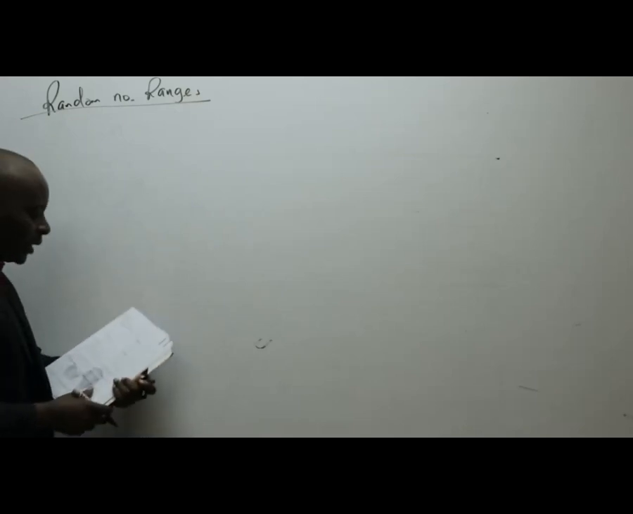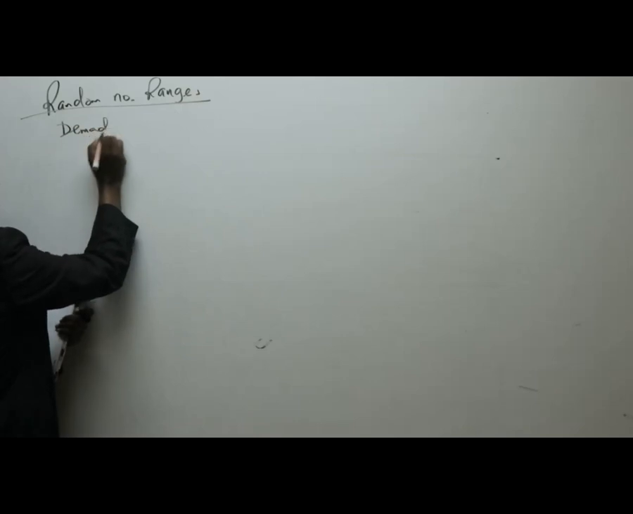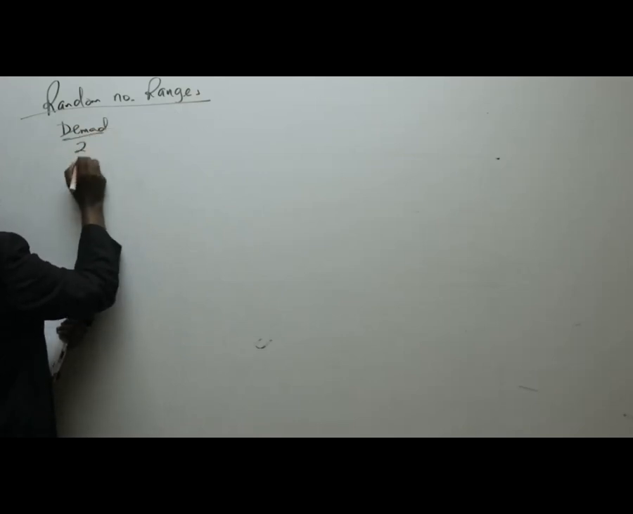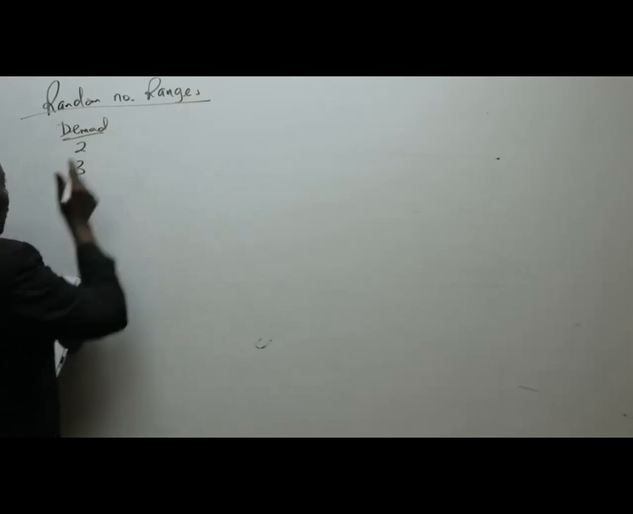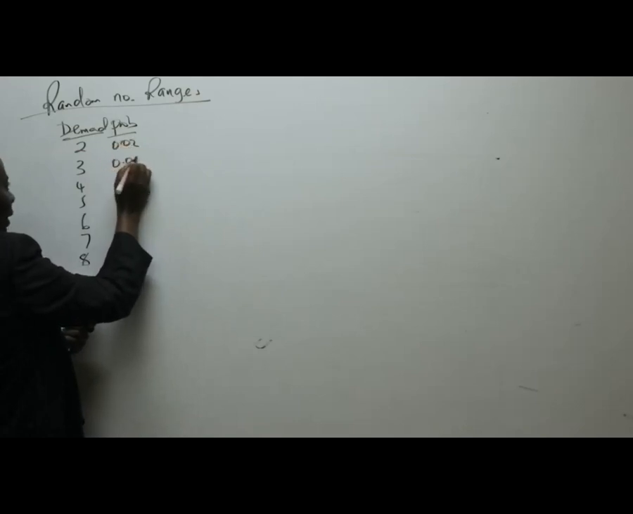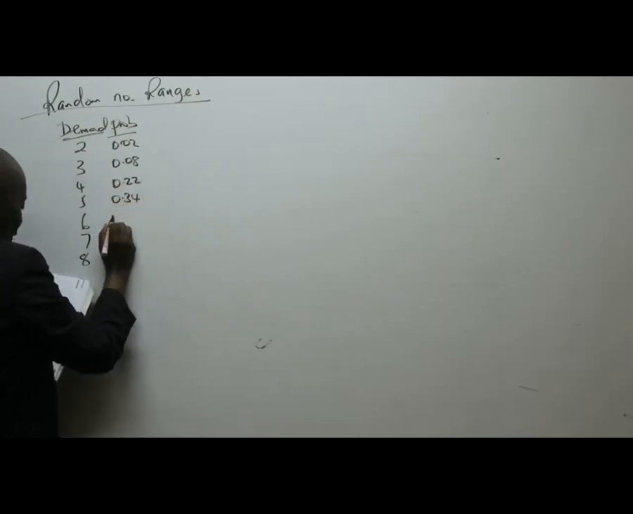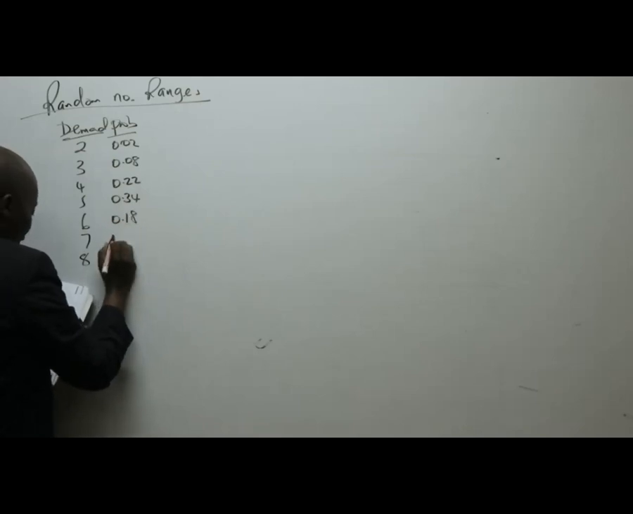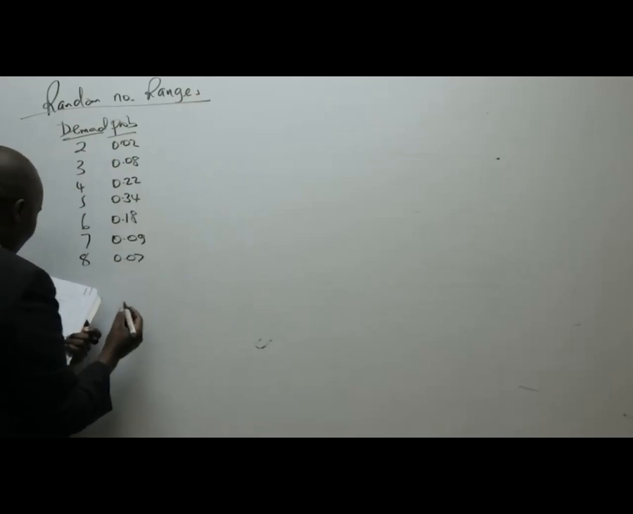So random number ranges, ladies and gentlemen, what do we have here? We have demand. We must establish the probabilistic variables. So demand could either be 2, 3, 4, 5, 6, 7, 8, and then we have probabilities: 0.02, 0.08, 0.22, 0.34, 0.18, 0.09, 0.07, and then we have lead time.